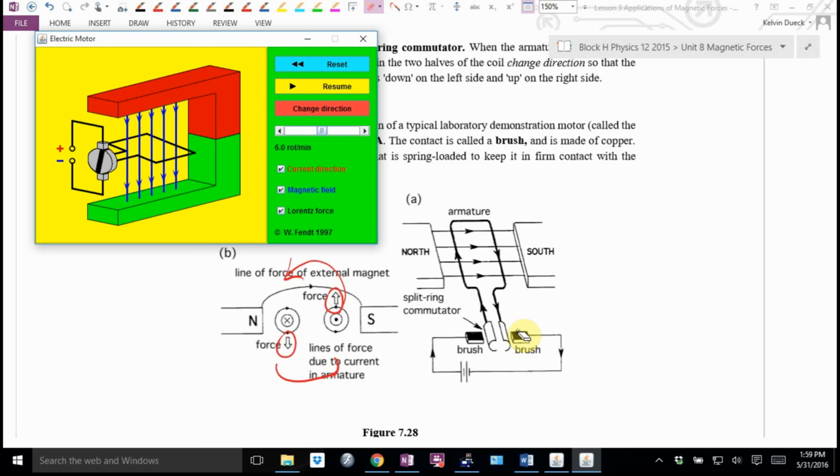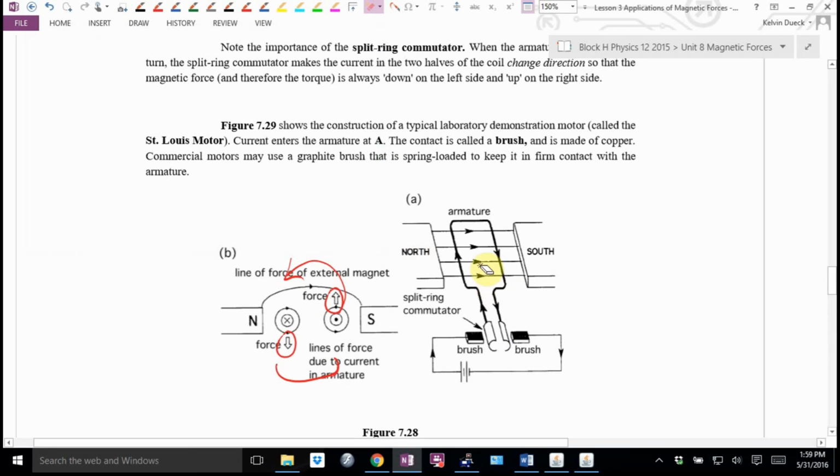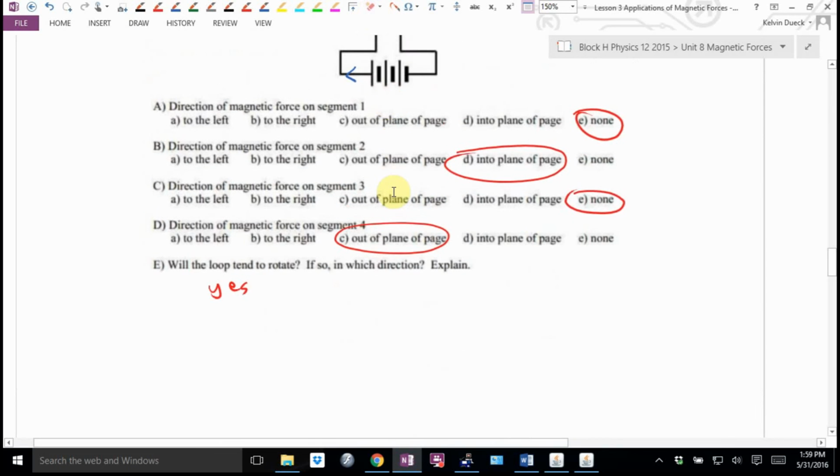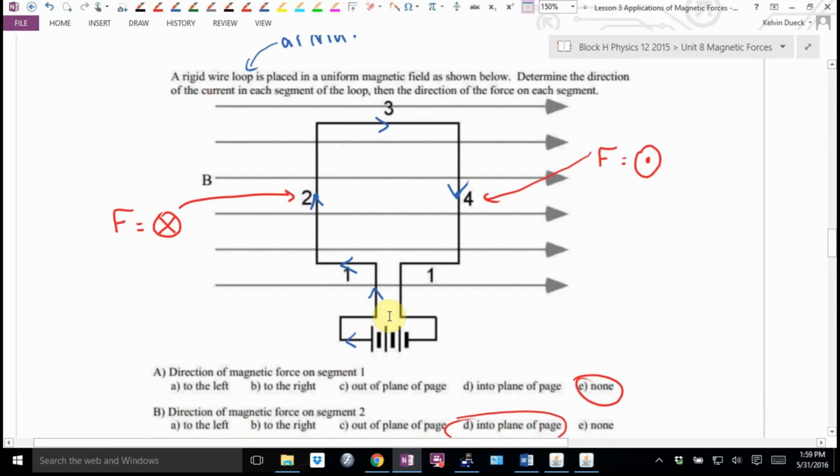Why put that thing in there? Because if we did not, okay, resume. If we did not, come on computer, there we go. With this setup here, look at location 2. Which way is it feeling a force? Into the page. When it does a half turn, location 2 is over here. Which way is it feeling a force? Still into the page. It would do a half turn and then come to a stop. I need a loop.